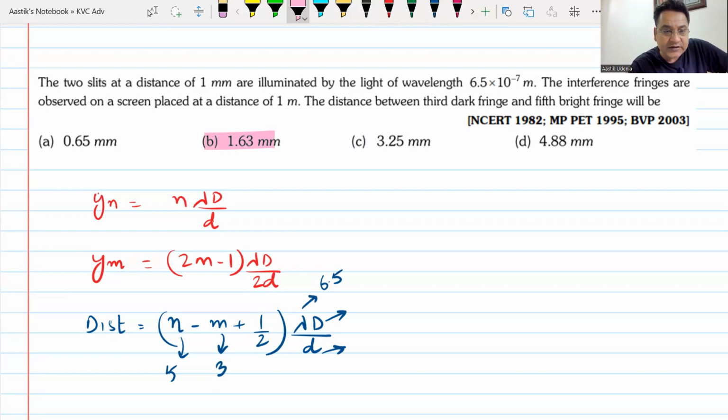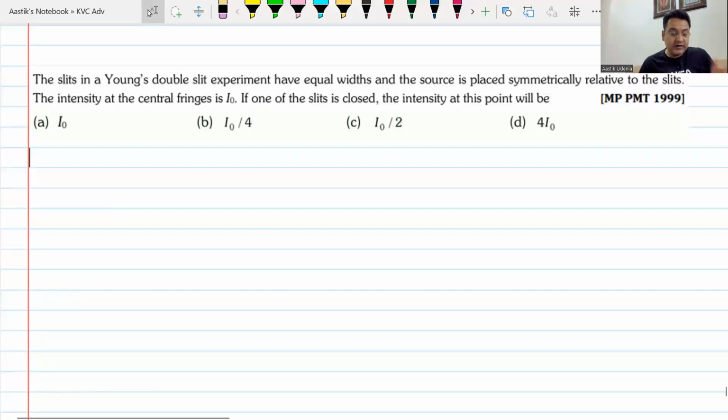Here is the next one in the line. Remember, any one of these questions is going to appear in your exam. I keep on saying this repeatedly so that we'll deal with the question that has come in the exam tomorrow also. The slits in the Young's double slit experiment have equal widths and the source is placed symmetrically relative to the slits so that there is no path difference. The intensity at the central fringe is I naught. If one of the slits is closed, what is the intensity at this point?